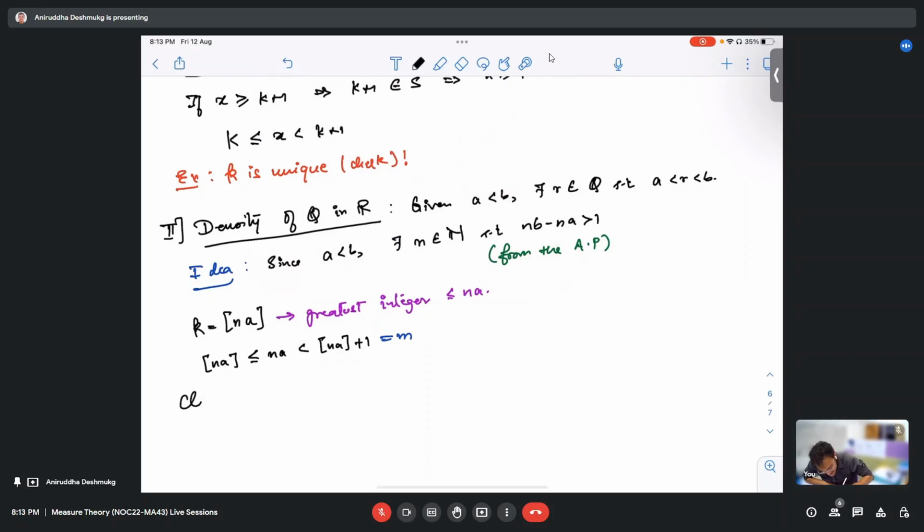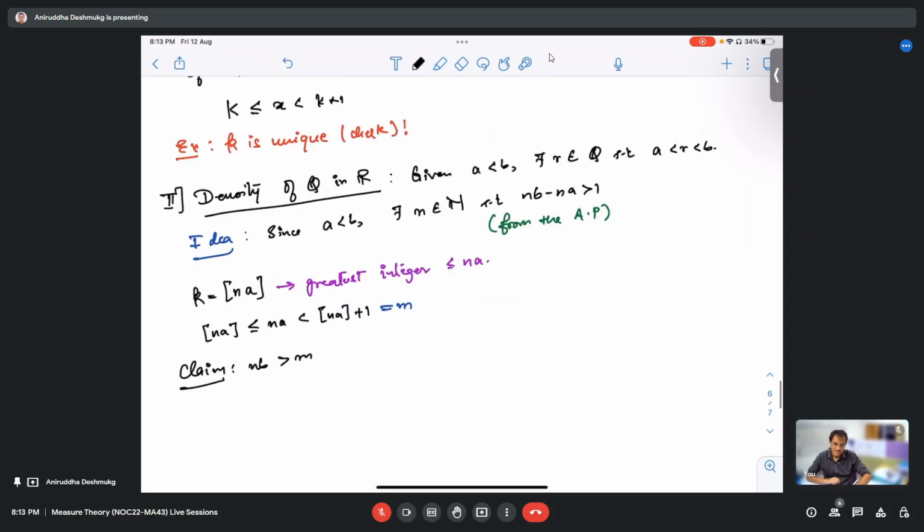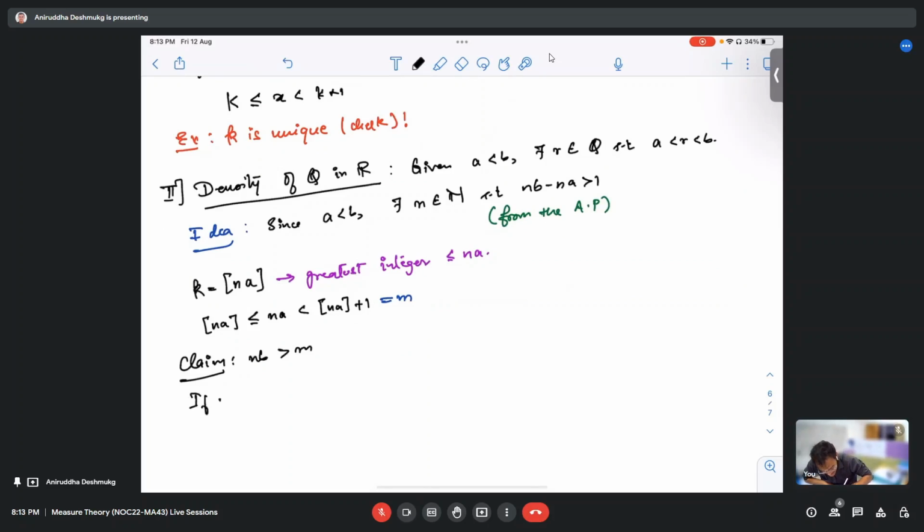So now my claim is that this nb is actually bigger than m. So if not, then what will happen? If not, then nb is also less than or equal to m, which implies that this interval na to nb is contained in the interval m minus 1 to m, right?